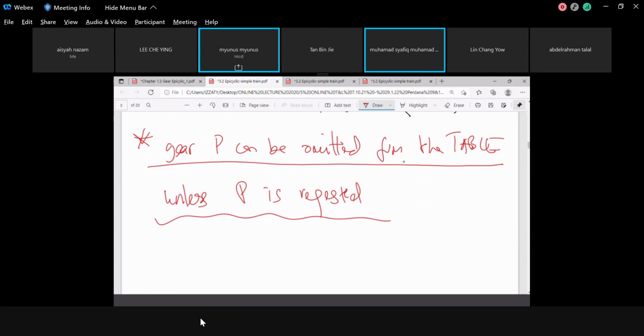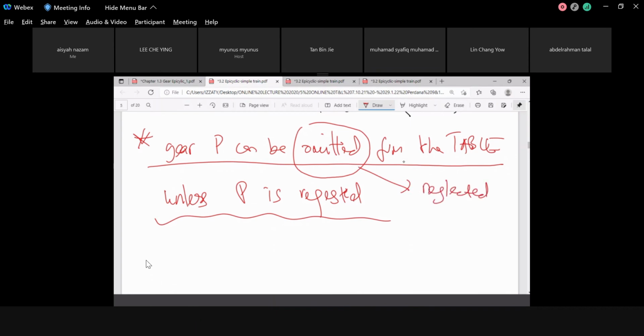Gear P can be omitted or neglected from the table unless P is requested. Requested means the question asks you to define what P is. Otherwise, you can neglect the P. If you read books, there are many books that put P, but P is not useful, you don't have anything. So why must you pick P, because it will not help you anything. So we can just ignore P. And if the question asks, for example, what is the planet speed, then you need to put P. So you have to read the question very, very carefully.